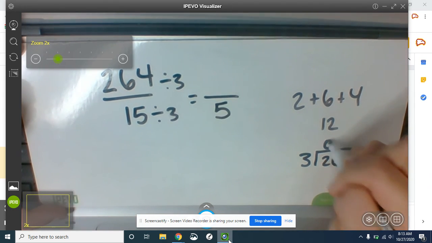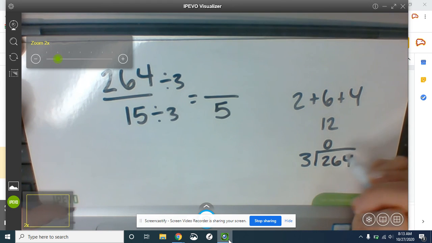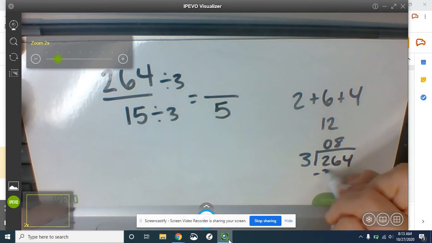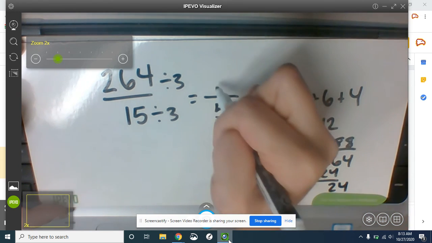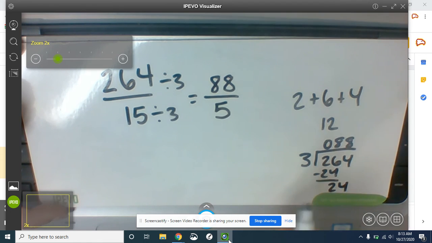All right, so 3 can't go into 2. 3 can go into 26, 8 times. 8 times 3 is 24. Subtract, we end up with 24 again. So 3 goes into 24 8 times, and we end up with 88/5.